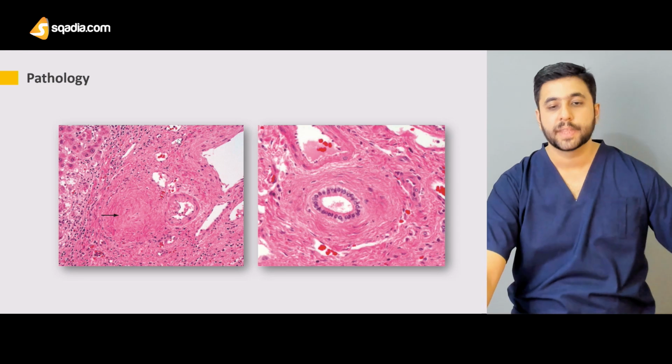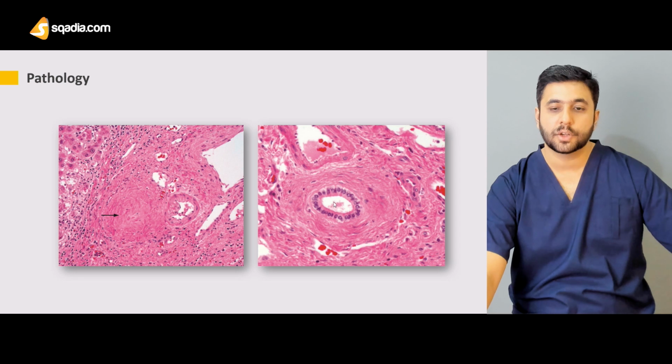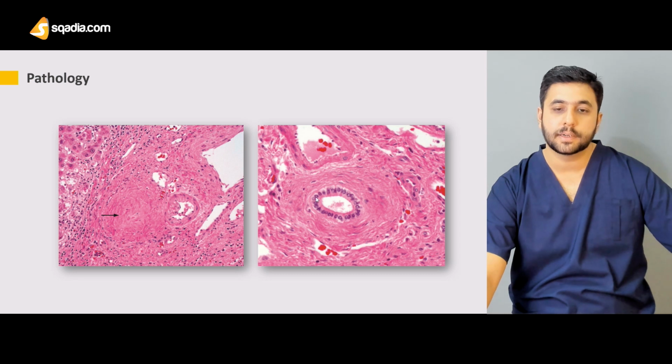So as you can see in this picture, let's look at the right side first. This is a bile canaliculus lined by the various types of cholangiocytes. As you can see, there is sclerosis or inflammation surrounding this bile canaliculus. It can lead to narrowing of this bile duct.